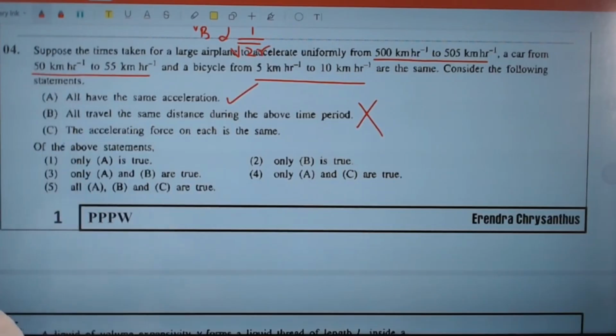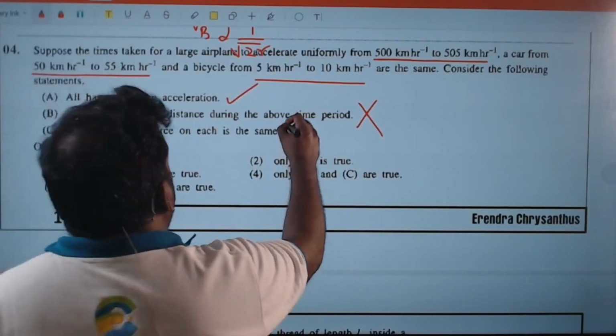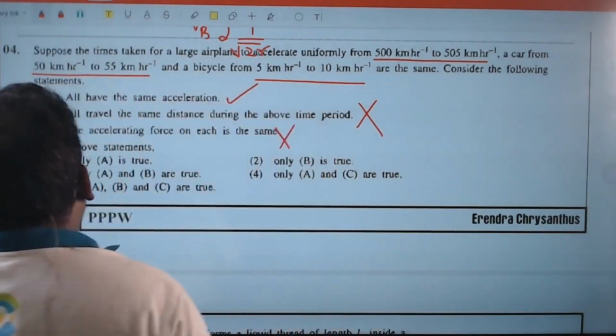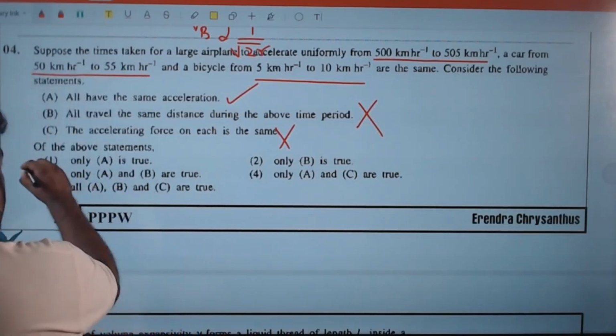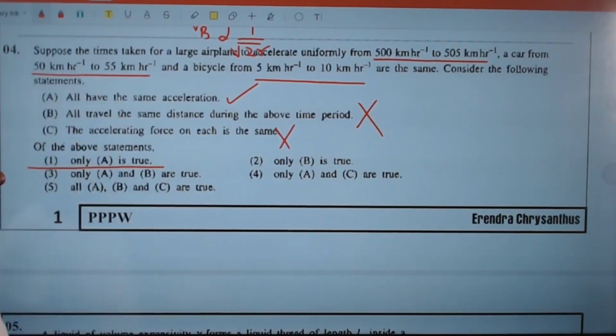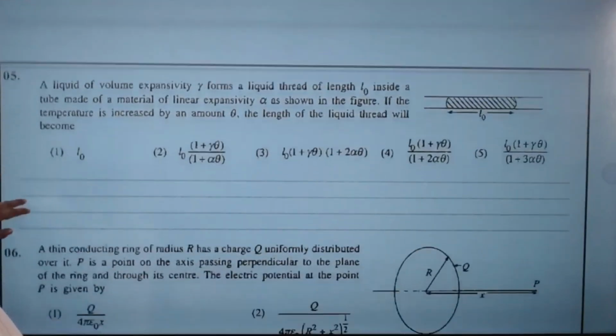The accelerating force is the same. That's also wrong. Why? Masses are different. So the only correct statement is answer A. Right.